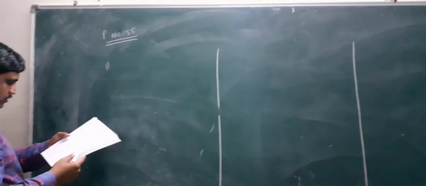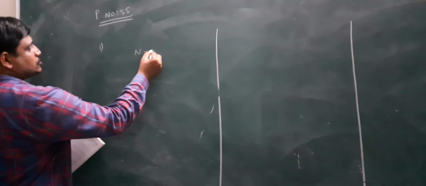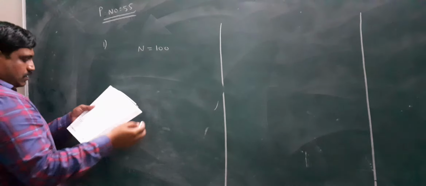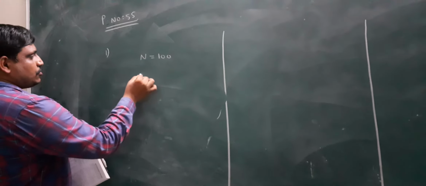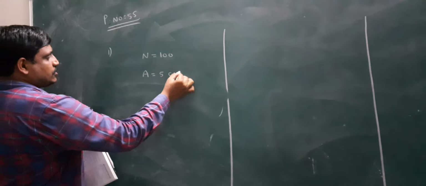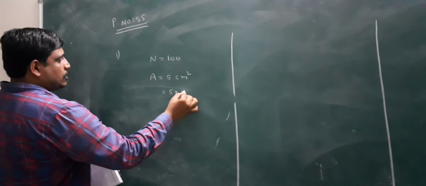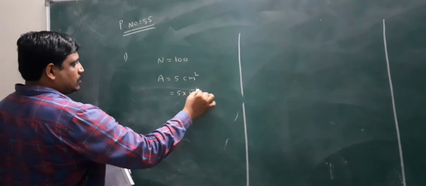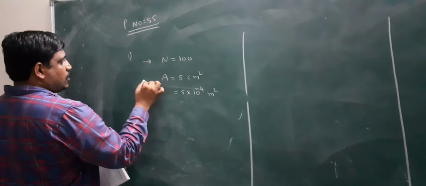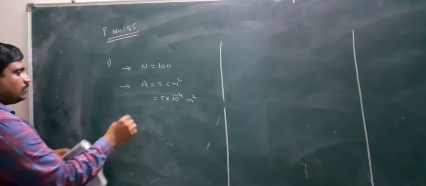Question number 1. In question number 1, the number of turns is 100. Here, area is given. Area of the coil is given as 5 centimeter square, which means 5 into 10 power minus 4 meter square. Number of turns is given. Area of the coil is given.